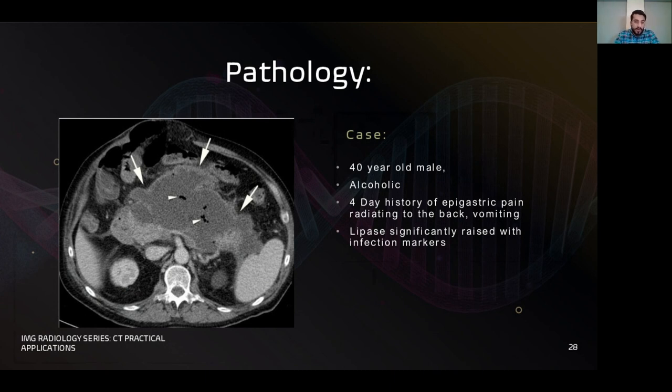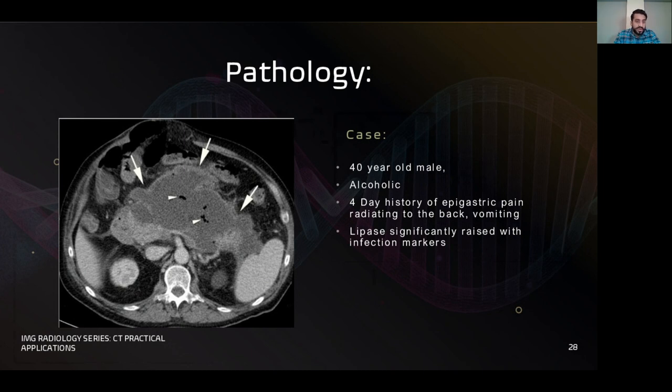So alcohol, history of alcohol, think pancreas, if they're complaining of epigastric pain, vomiting, and gallstones, because gallstones, as we talked about before, you've got the pancreatic duct, which joins the common bile duct. So you've got the hepatic duct, which comes off the liver, you've got the cystic duct. They both join together, and then later on the pancreatic duct joins in essentially.